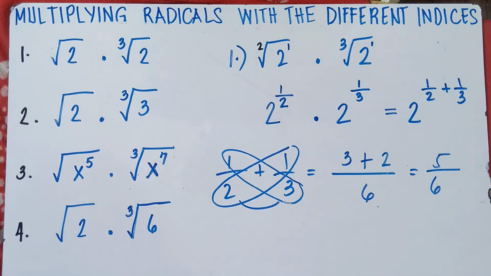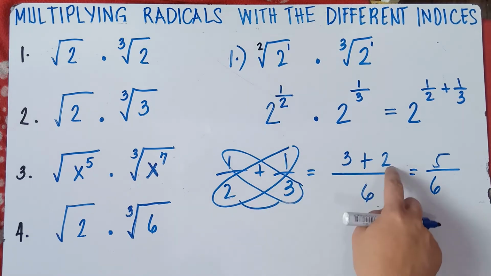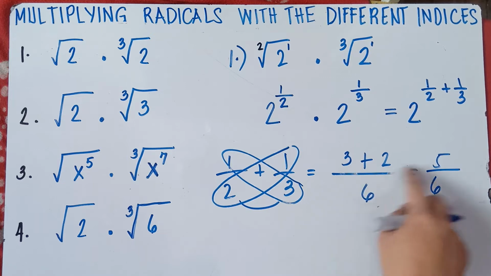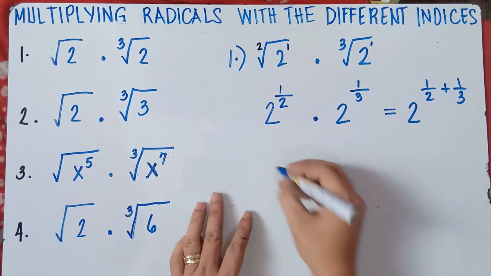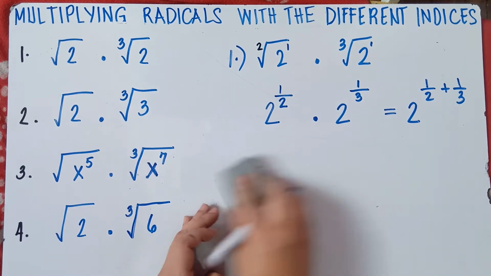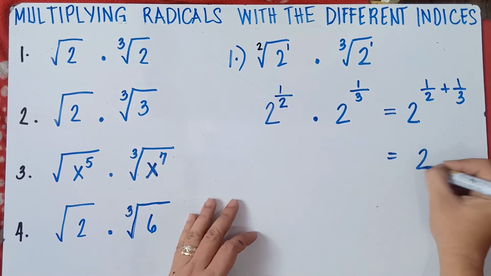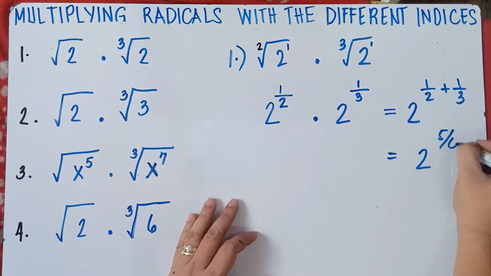For the butterfly method, you multiply the denominators, 2 times 3, that is 6. Then you cross multiply. 1 times 3 is 3, 1 times 2 is 2. Then you add 3 plus 2, that is 5. Then copy 6. So this will be 2 raised to the power of 5 over 6.